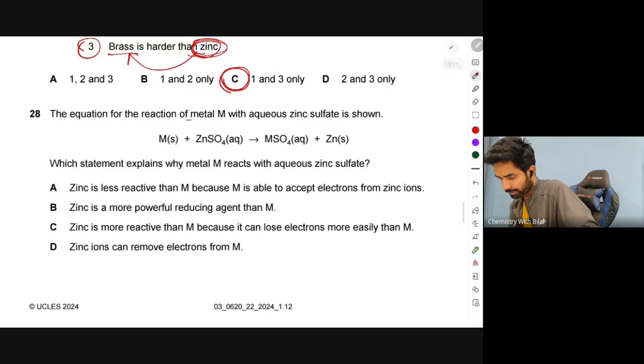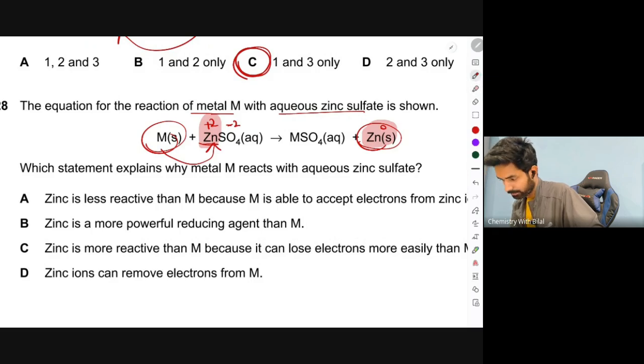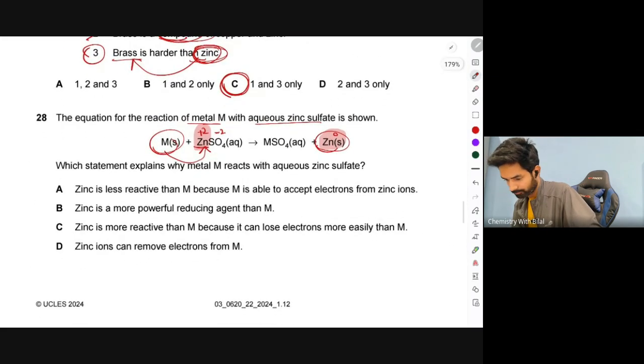Equation for the reaction of metal and dilute sulfuric acid zinc sulfate is shown. So that shows metal M is more reactive since metal M displaces zinc, और displace का मतलब होता है कि reduces zinc. zinc यहाँ पे +2 है, यहाँ पे ये सल्फेट -2 और यहाँ पे zinc 0 हो गया. तो देखो zinc को उसने reduce कर दिया. तो metal M is more reactive. Something that displaces is more reactive.